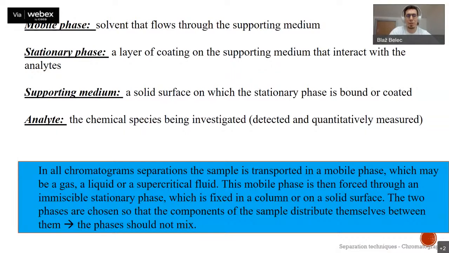All chromatography methods are based on the sample being transported in the mobile phase, which could be gas, liquid, or supercritical fluid. This mobile phase is then forced through an immiscible stationary phase, which is fixed on the column or on a solid surface. At this stage, interactions between the analyte and the stationary phase occur, and at the end, when our sample is eluted, we get the chromatogram.